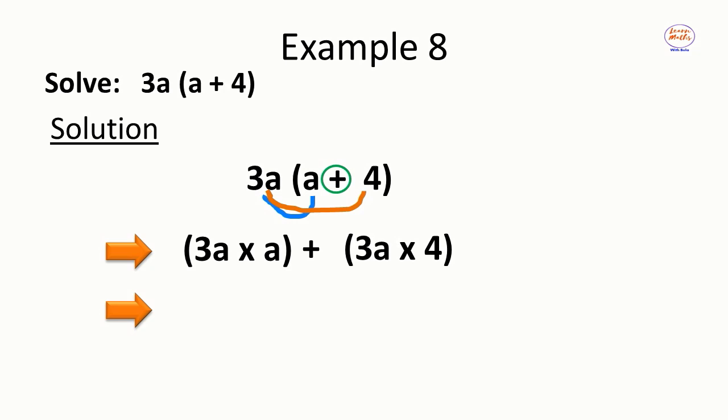So you have 3a times a will give us 3a raised to power 2. Please keep that in mind. A lot of times students get things wrong at this point. So it is 3a raised to power 2. If you watch the previous video on indices, you would understand this better. So 3a raised to power 2 plus 3a times 4 is equal to 12a. As simple as that. So because you are multiplying 3a only with 4, you have 12a.